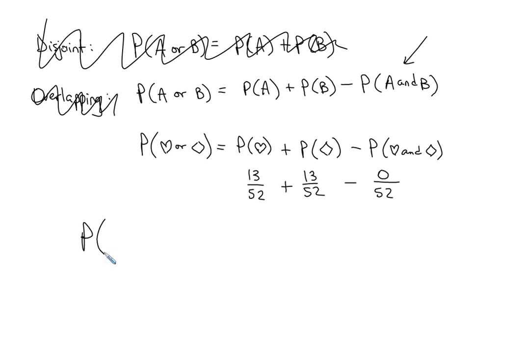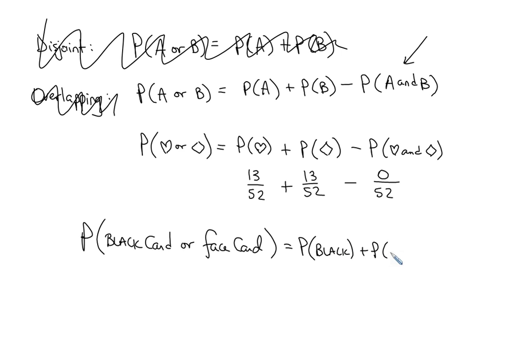What if I asked you, what is the probability of getting a black card or a face card? So that's going to be the probability of a black card plus the probability of a face card minus the probability of what? A black face card. So what's the probability of getting a black card? How many are there in the deck? 26. 13 spades, 13 clubs out of 52.